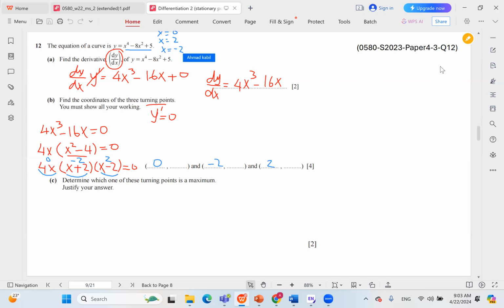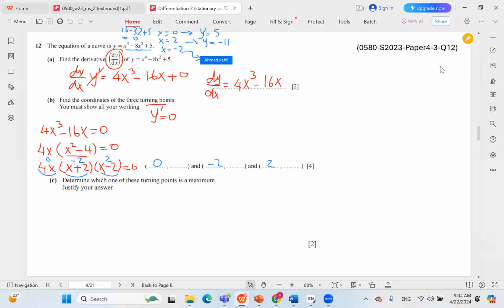So for 0, we get 0 here and 0 here. So 0 plus 0 plus 5, y equals 5. For 2, we get 16 minus 8 times 2 squared. So 8 times 4, which is 32, plus 5. So negative 16 plus 5. This gives us y equals negative 11.